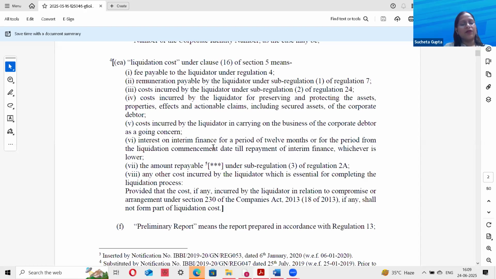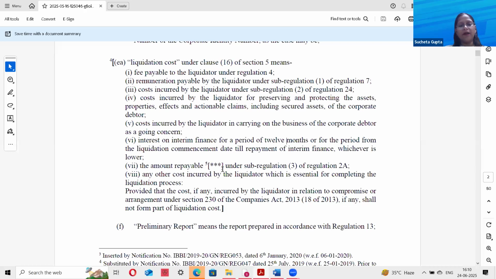a going concern, and interest on the interim finance for a period of 12 months, because here they have counted only the interest for a period of 12 months, or for the period from the liquidation commencement date till the repayment of interim finance, whichever is lower. So whichever cost is lower will be considered as the liquidation cost. How we will count this is, first we will see how much the cost is for the 12 months, and then we will see for the period from the liquidation commencement date till repayment of interim finance how much is the cost. Whichever is lower will be considered as the liquidation cost.